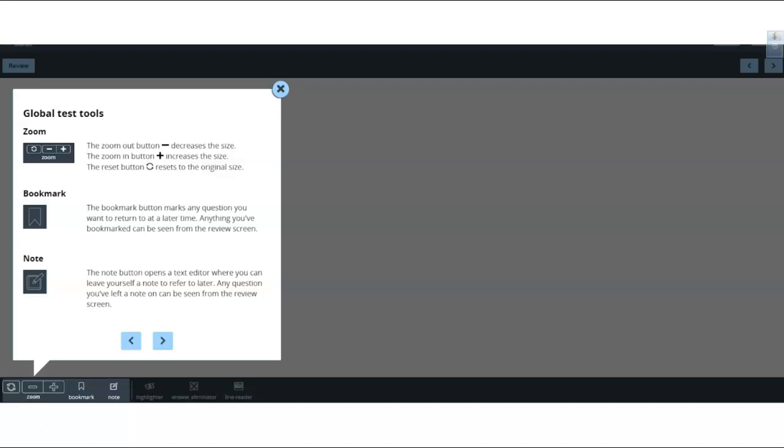Some people don't use this. Note, it opens a text editor where you can actually leave yourself a note to refer to later if you have to. Again, there's not too many people that use this. I've seen some students actually put their work in there instead of writing it down, but you need to write it down also so that you can get points for it. All right.